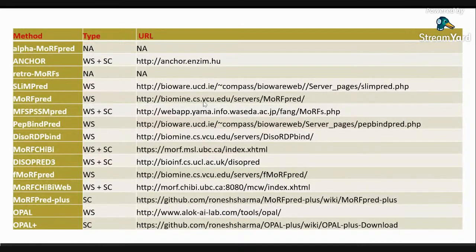Here I tried to summarize the servers. I might have missed many because there are many web servers and tools, so I summarized some of the servers that I came across in the literature. These are the methods, the predictors, and here the type means what kind of type it is available as. WS means web server, so a link will be given that you can go to, and it will have a box like 'enter your sequence', and you can submit it and get the output results.